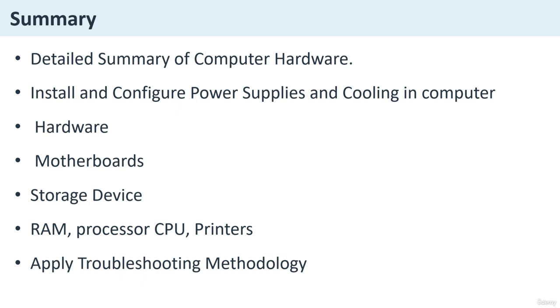Now, number three: storage devices, RAM, processor, CPU, printers, and troubleshooting methodology. Here, I will explain first about the storage devices. I will only summarize this. I have already explained everything in the chapter and in the module itself. So this is for your general information. I will ensure that I am delivering the bullet points to you.